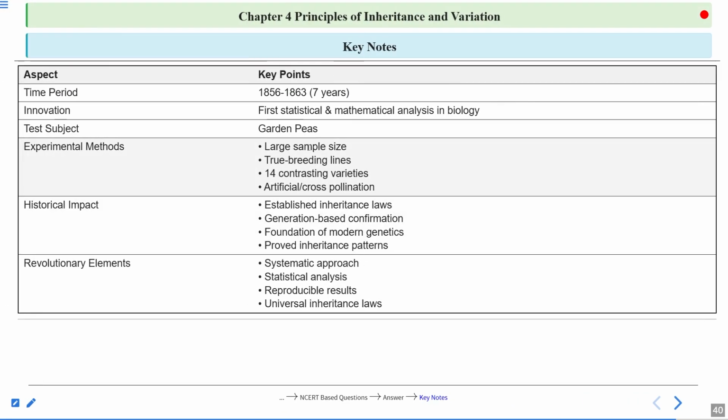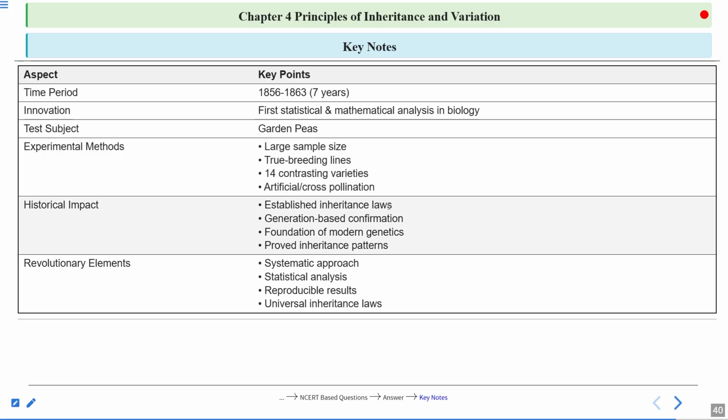So these are some key notes that will help you memorize these concepts. These are very important. Mendel carried out his work for up to 7 years. Okay, this is the time period. He was the first person who pioneered the use of statistical and mathematical analysis in biology. He was working on garden pea. He took a large sample size, 2 breeding lines, 14 contrasting varieties, and he did artificial and cross pollinations.